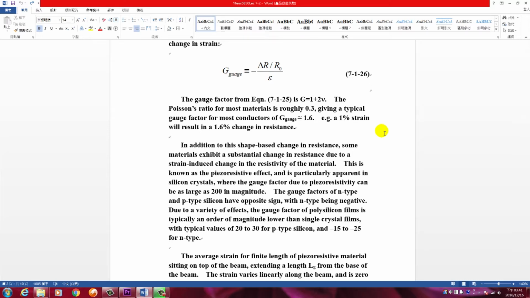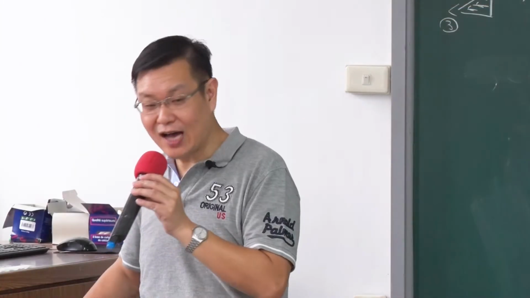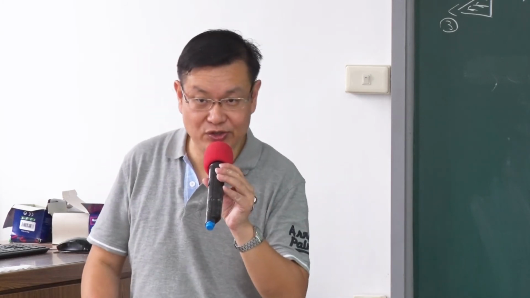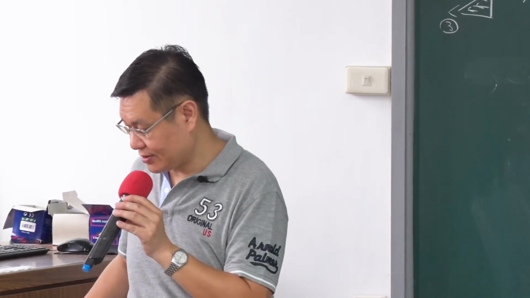But when we squeeze the silicon, especially doped silicon, either p-type or n-type, the resistivity will change in addition to the structural change. So this change will give a gauge factor, the maximum gauge factor, even up to like 200. It's much larger than 1.6 when you consider only the structural change. It's almost two orders of magnitude larger, 100 times larger.